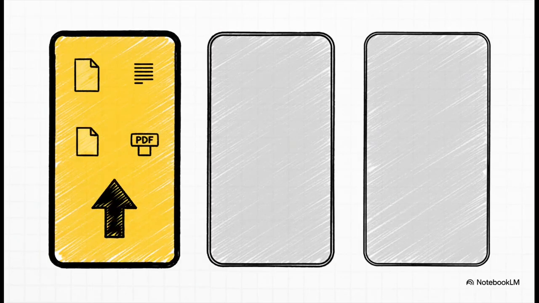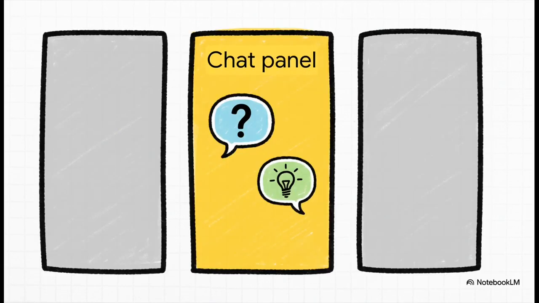And the whole thing is built around this super clean 3-panel layout. It's really simple. Over on the left, you've got your sources panel. Pretty straightforward. This is where you dump everything you want the AI to read and understand. Then, smack in the middle, you have the chat panel. And honestly, this is where the magic really starts to happen. You can ask it really complex questions, tell it to summarize a 20-page document, or even ask it to find hidden connections between two totally different sources. You're literally having a conversation with your own documents.